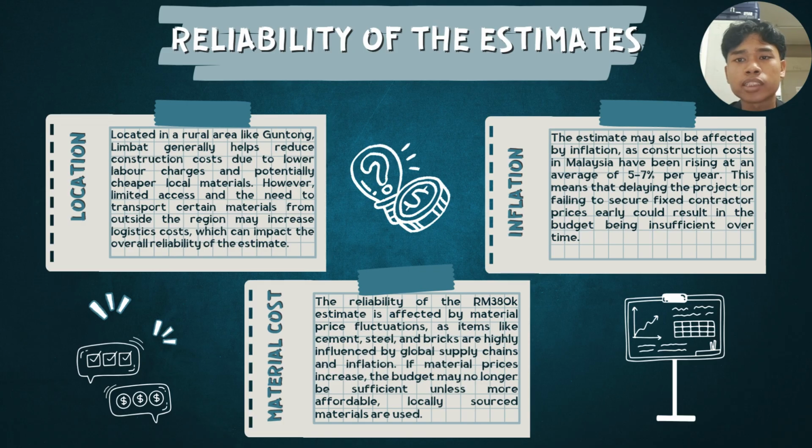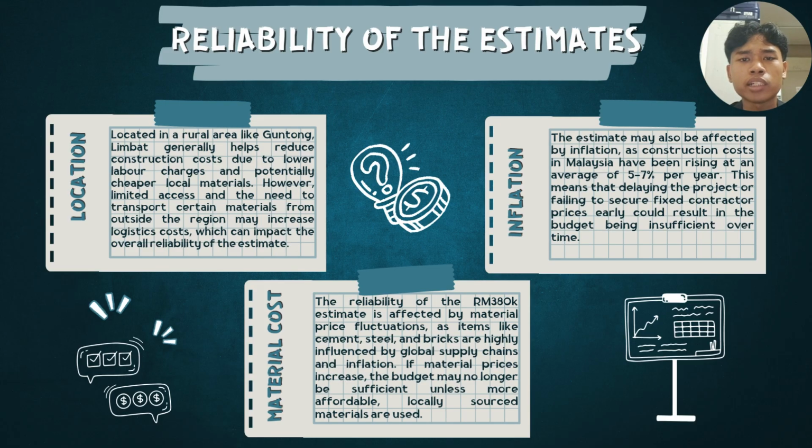Inflation. The estimate may also be affected by inflation as construction costs in Malaysia have been rising at an average of 5 to 7% per year. This means that delaying the project or failing to secure fixed contractor price early could result in the budget being insufficient over time. Material cost.